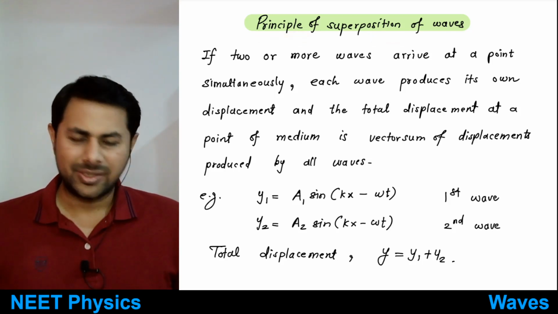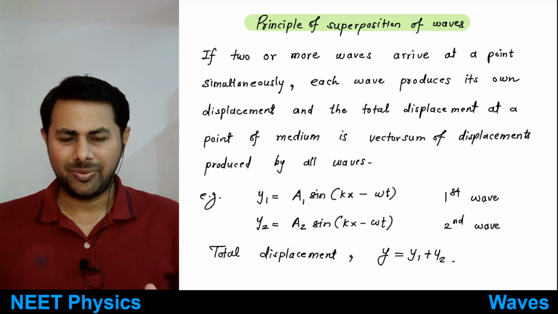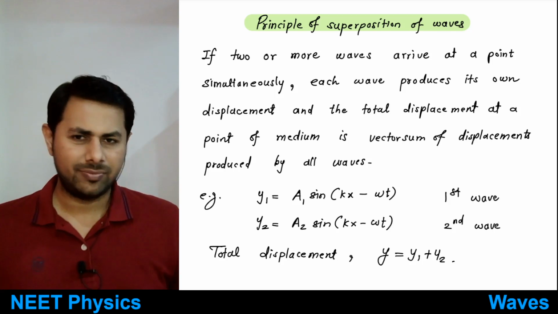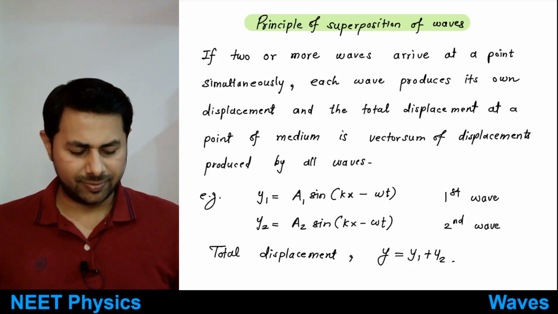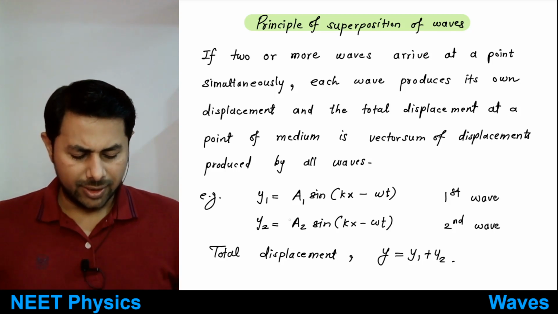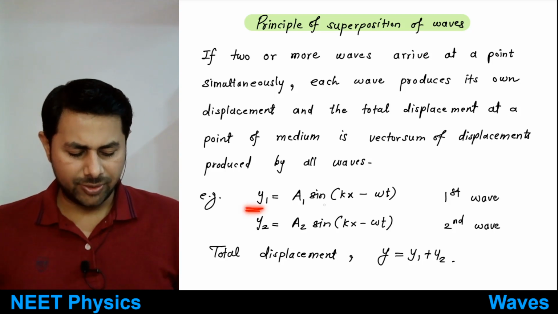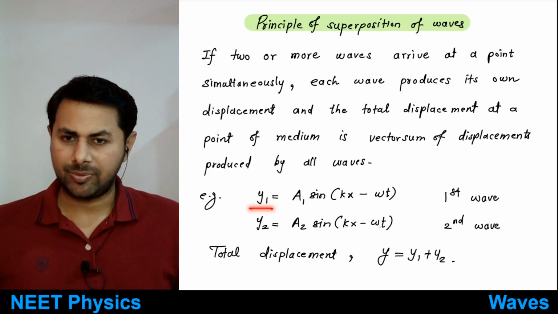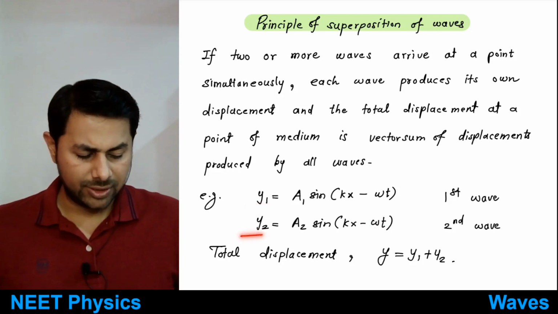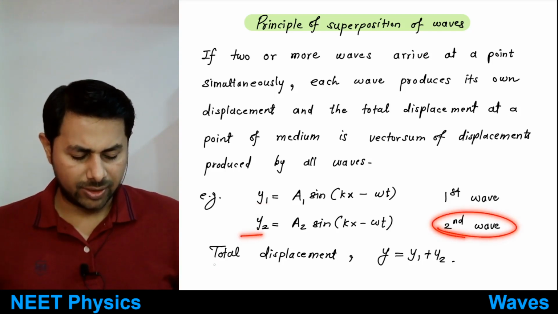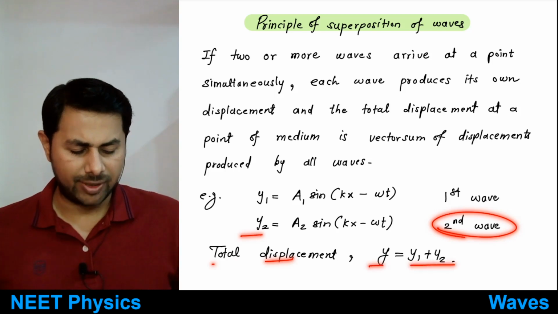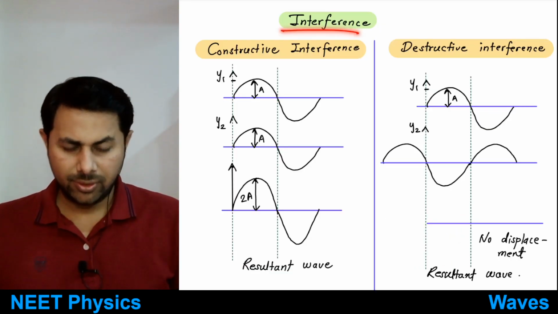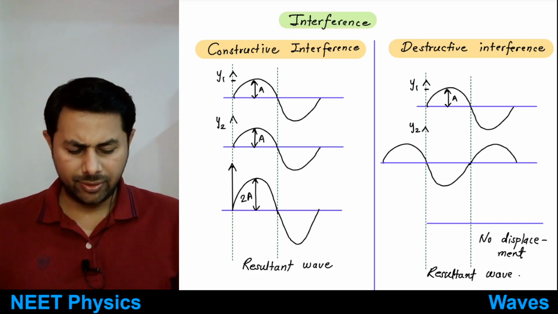Each wave produces its own displacement irrespective of the other wave, and the total displacement is just what? The vector sum of the individual displacements. So then you can say y1 is the displacement produced by the first wave, y2 is the displacement produced by the second wave, and the total displacement is just y1 plus y2, right? The superposition gives rise to an interesting phenomenon known as interference.